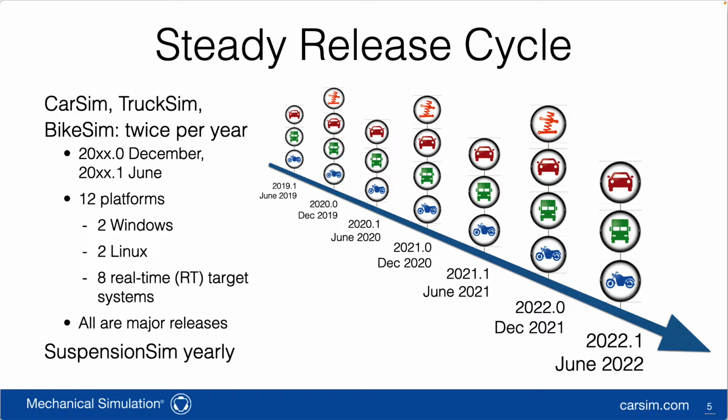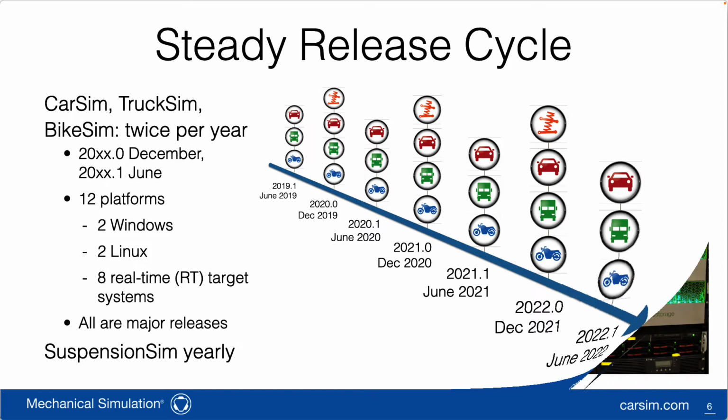We have 12 platforms: 2 in Windows, 2 Linux, and 8 real-time systems that I'll look at shortly. They're all major releases. December is when we increment the number to the next year, and June is when it gets the .1, except for SuspensionSim. That's only updated in December for a yearly release.